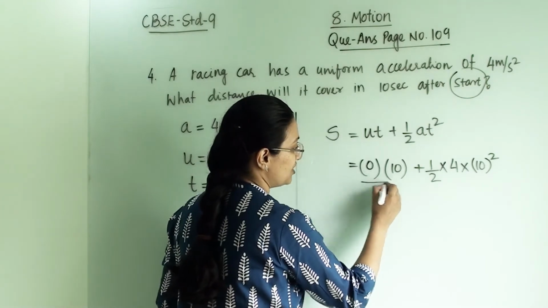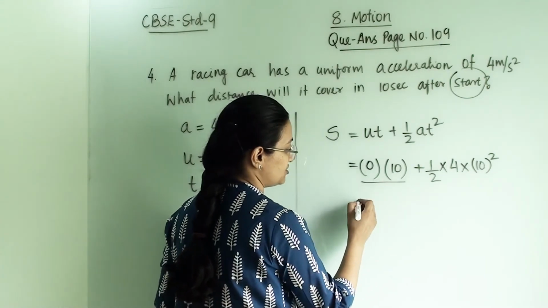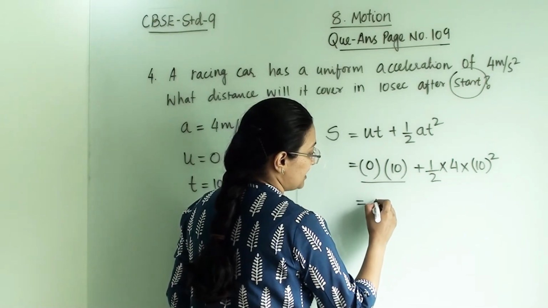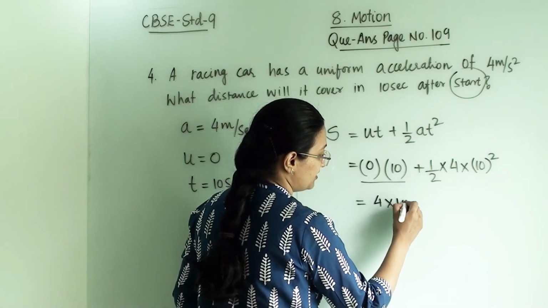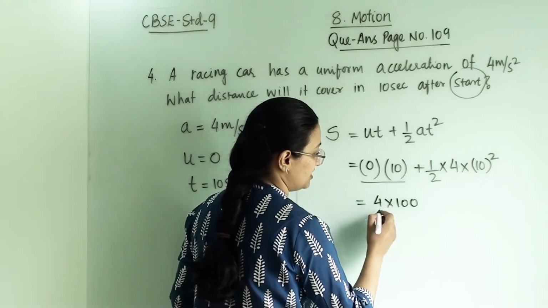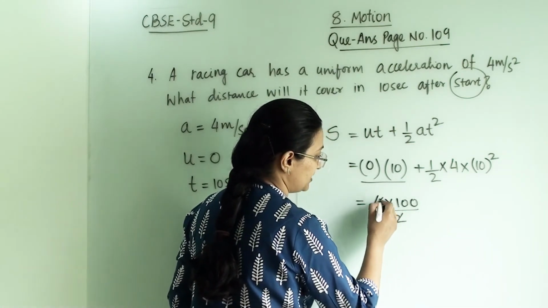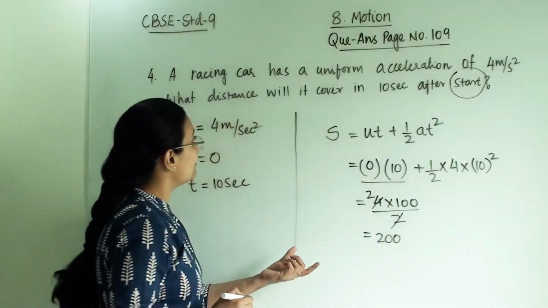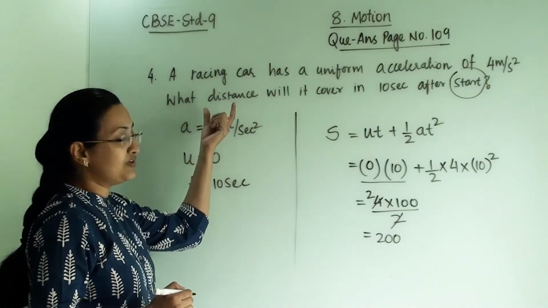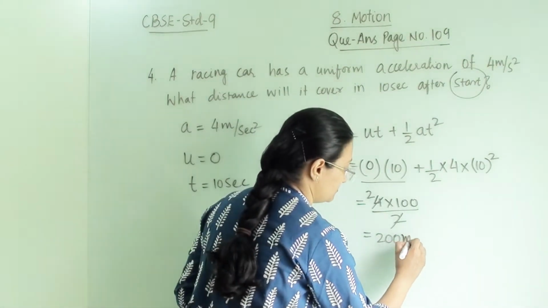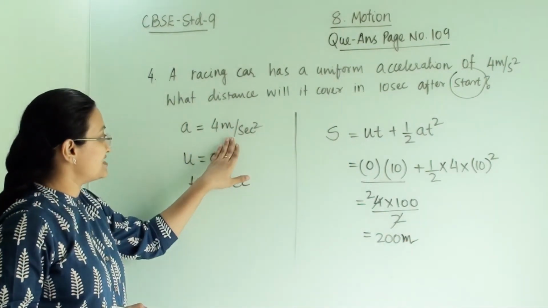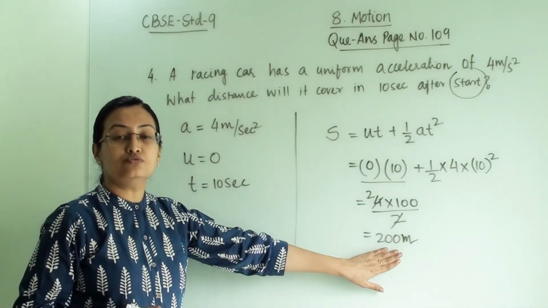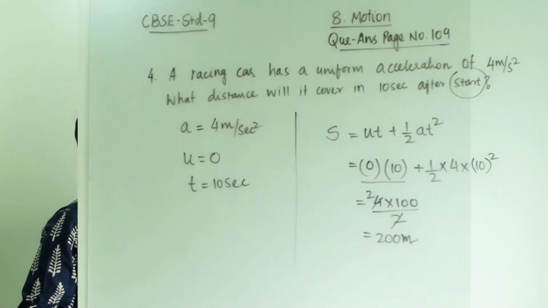Now this term is going to be 0 because it is multiplied with 0. So we have to solve this term. Again, it is 4 into 100. It is 10 square, so 100. Divided by 2, so we will get here 2. So the answer is 200. So 200 meter distance it will cover. With this much acceleration, after 10 seconds it will reach a distance of 200 meter.